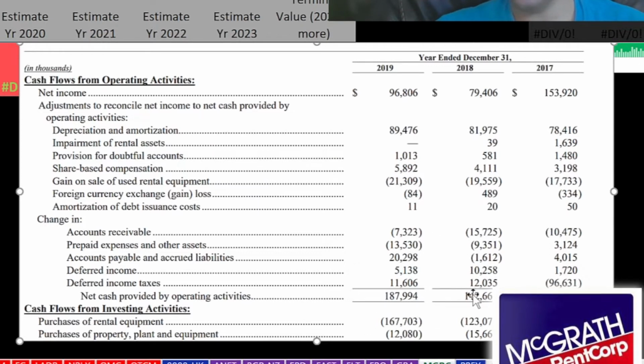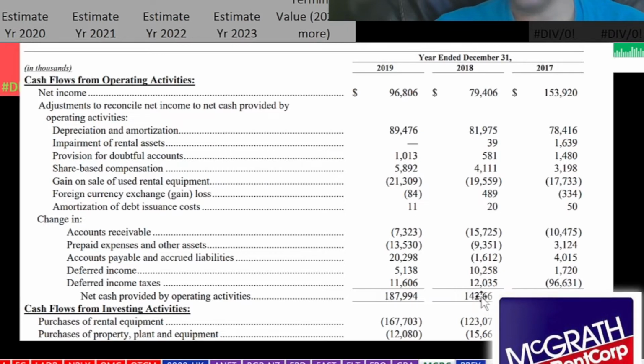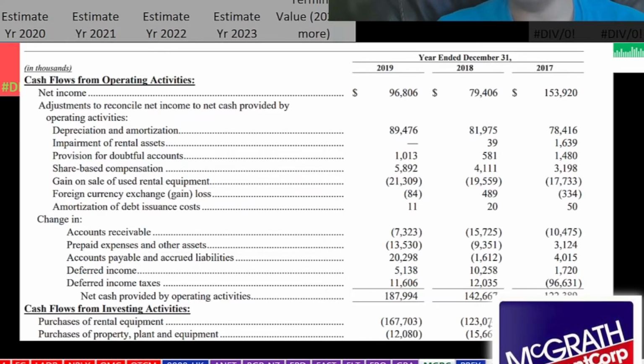Same thing with 2018. You can see their net income was $79 million. Cash flow from operations is $142 million, which makes sense. You would expect that to be higher. So when you take the $142 million and minus out these two numbers, the $123 million and the $15 million, you get the free cash flow of $4 million, which is right here. That's why it's less than the net income, because they invested in their business in 2018.